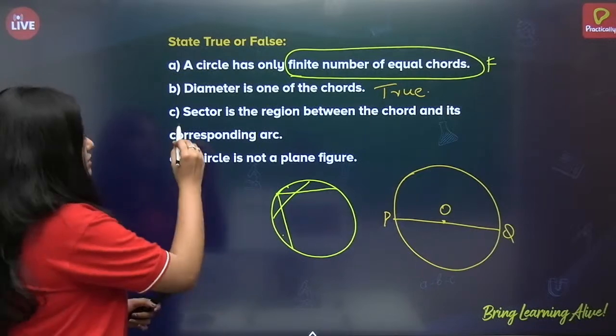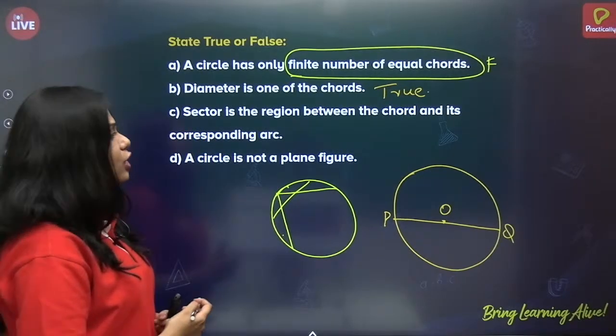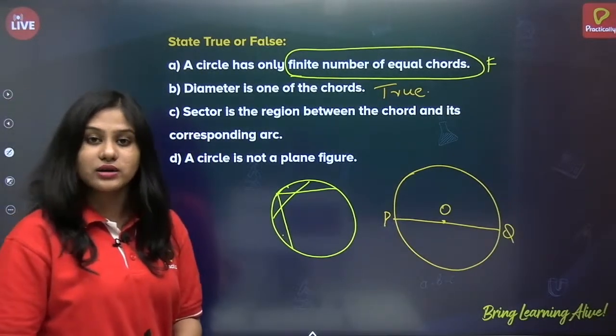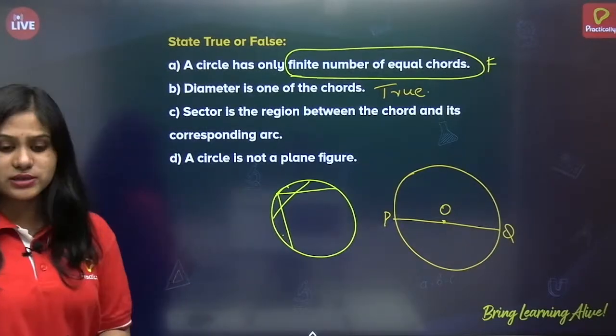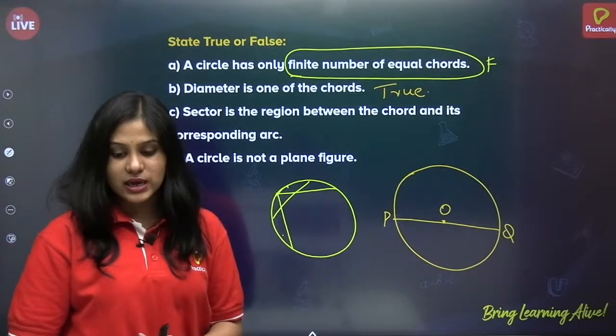Okay. Next, sector is the region between the chord and its corresponding arc. Is it true? Is it sector or is it segment? Hi, Aslam.